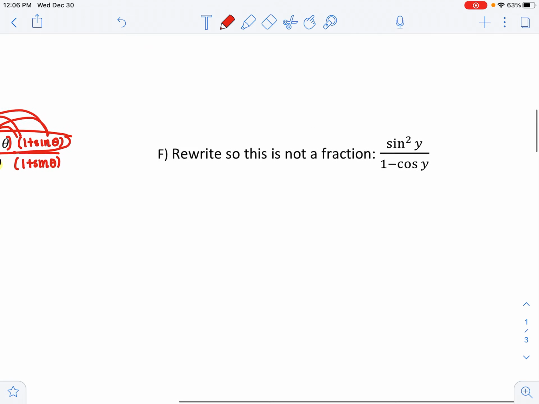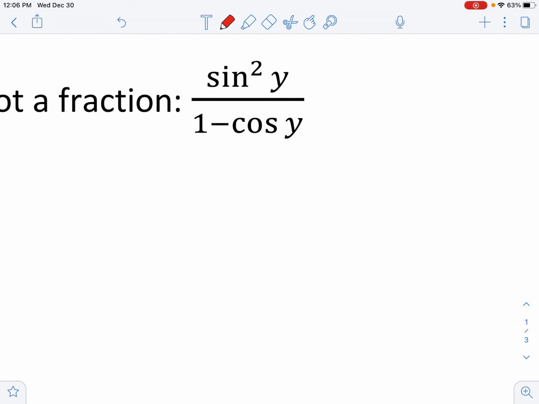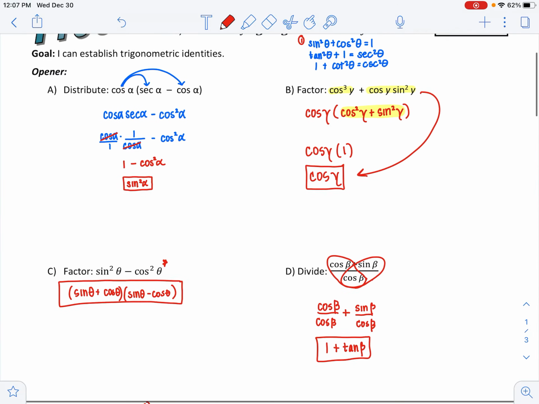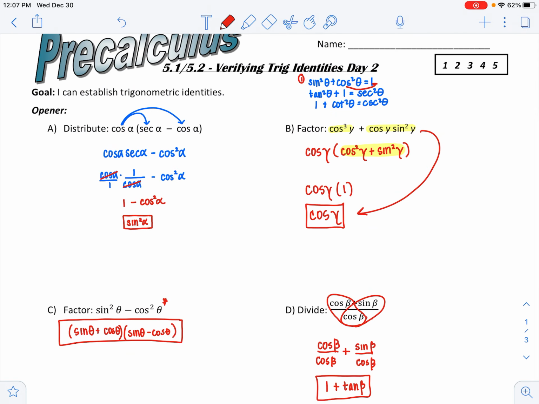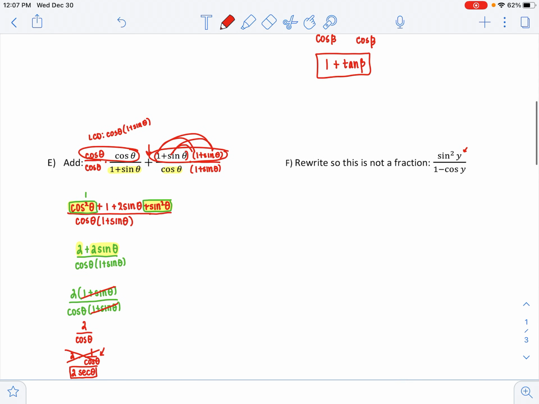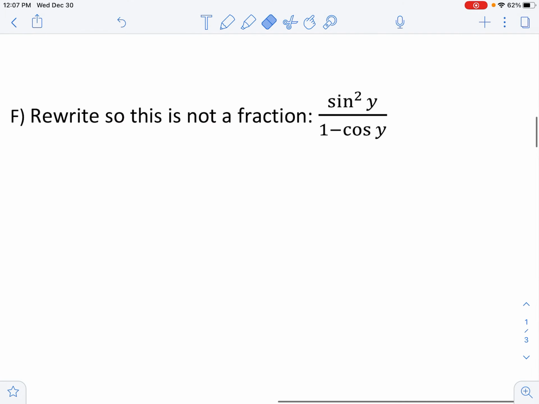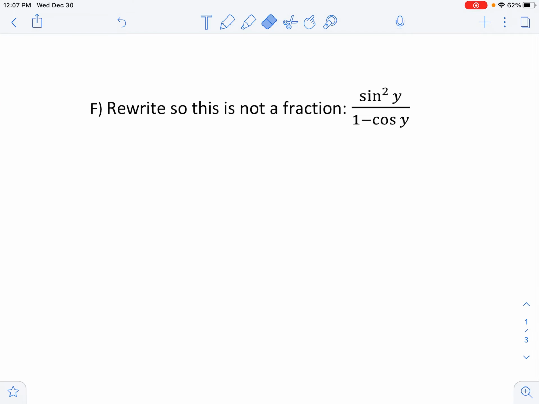Last but not least, this looks like a fraction, right? But what I'm noticing here is that there are 2 terms in the denominator, so you can't just divide by the denominator. Also notice that I see a sine squared here. There are so many ways to do this one. I could change the sine squared to 1 minus cosine squared, and then factor. I could do it that way, and I might actually show that way too.